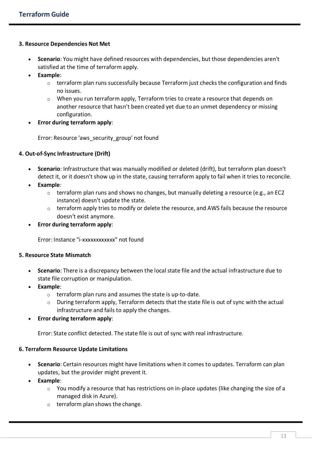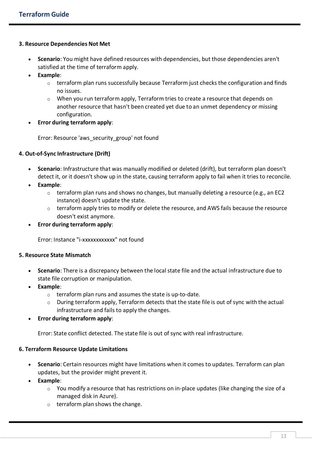Scenario: Infrastructure that was manually modified or deleted. Drift, but Terraform plan doesn't detect it, or it doesn't show up in the state, causing Terraform apply to fail when it tries to reconcile. Example: Terraform plan runs and shows no changes, but a manually deleted resource, for example an EC2 instance, doesn't update the state. Terraform apply tries to modify or delete the resource, and AWS fails because the resource doesn't exist anymore.